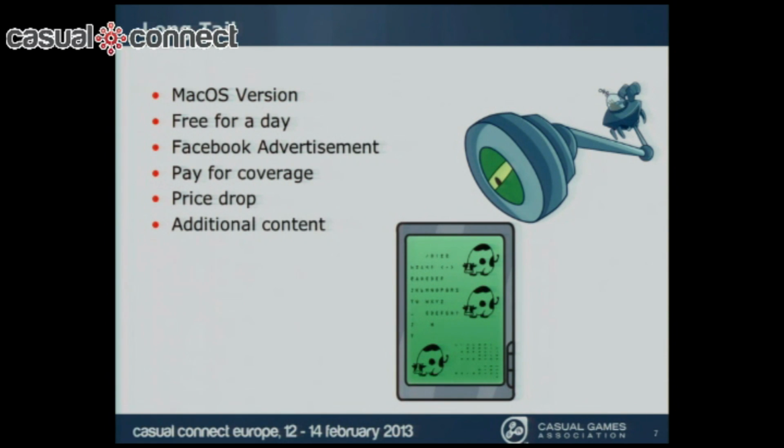I also did some additional content. We got an extra mode in, and every time we did this, we got some press releases out to get the game under the attention of everyone again. So these are classic things that everyone tells you to do. Unfortunately, it didn't do much for us, but in your case it might.